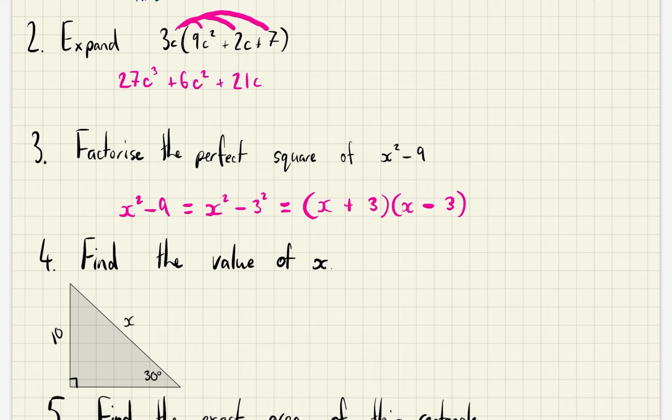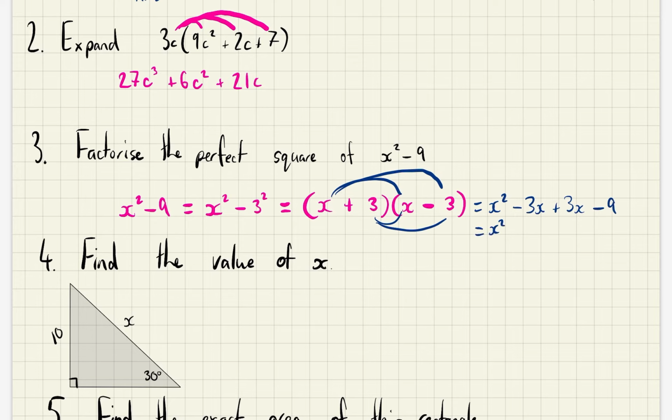Remember, if you want to check that you're right, we can do the same thing that we did for question 2. We can expand it. So I'm going to do that just to be sure. So I'm going to do x times x, which is x squared. x times minus 3 is minus 3x. 3 times x is plus 3x. And 3 times minus 3 is minus 9.